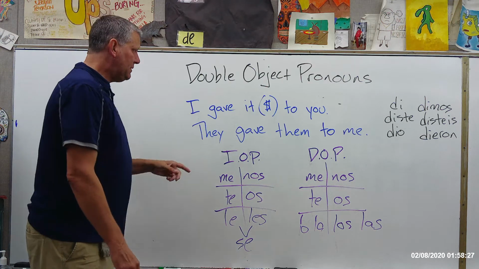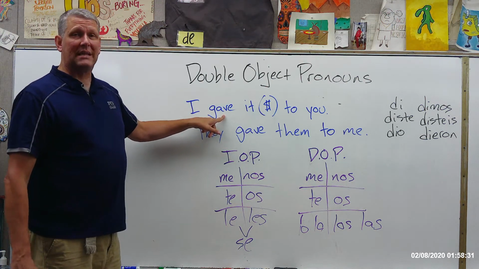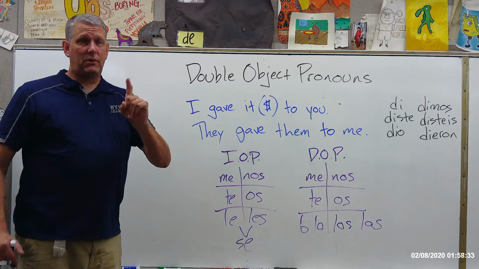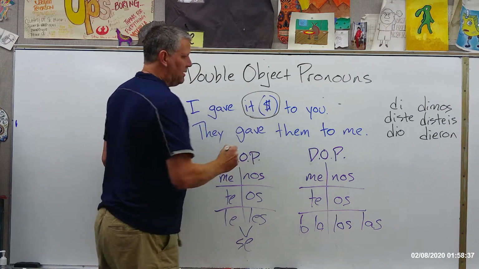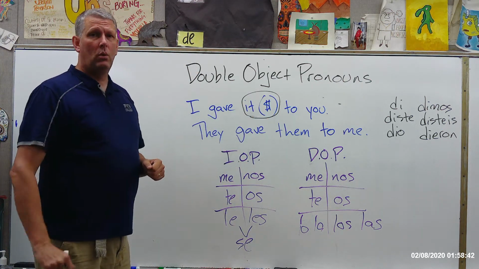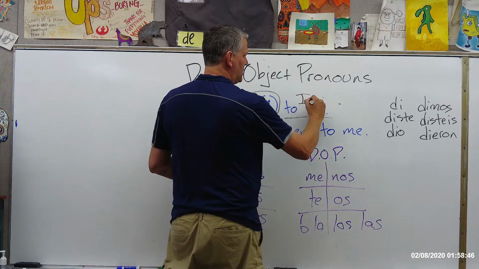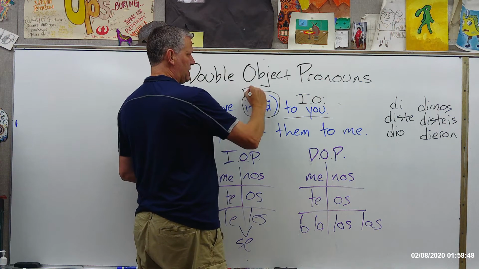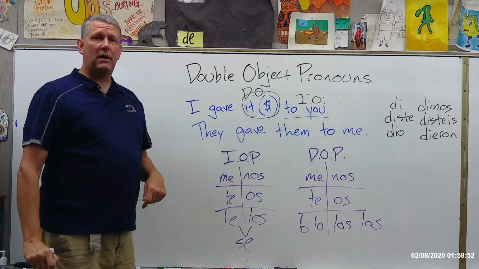So, in this case, what's the verb? Gave. Who or what was given? That's the direct object pronoun. In this case, it, the money. That is what was given. To whom was it given? To you. That's my indirect object. Here's my direct object. Sorry, that's kind of messy. That's the direct object, that's the indirect object.